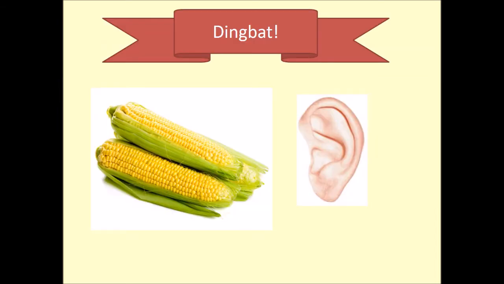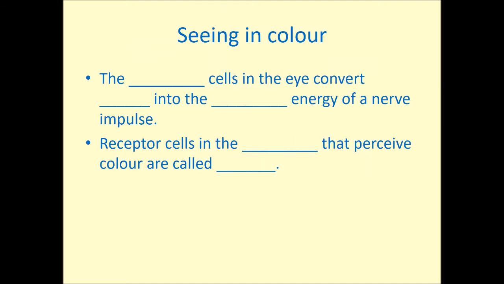Here is a dingbat for a part of the eye. I'll give you a second. That is corn and an ear. So that's the cornea. How exciting.